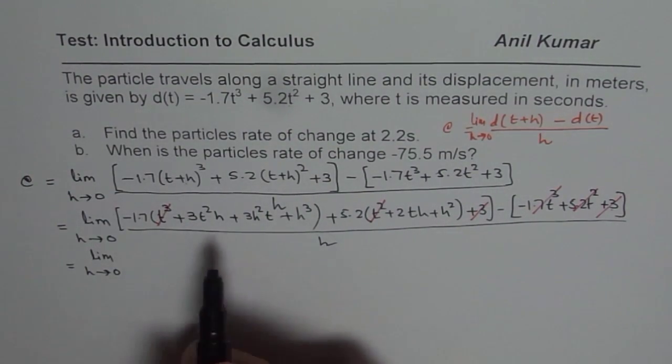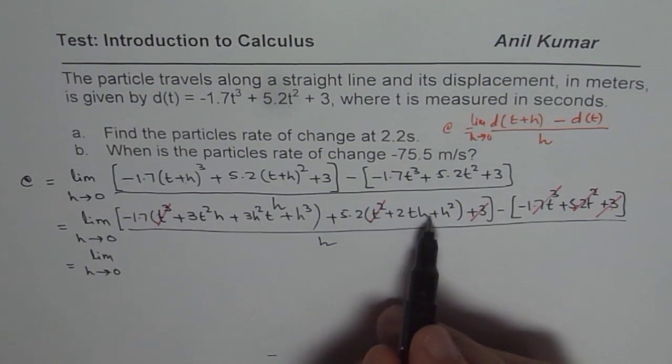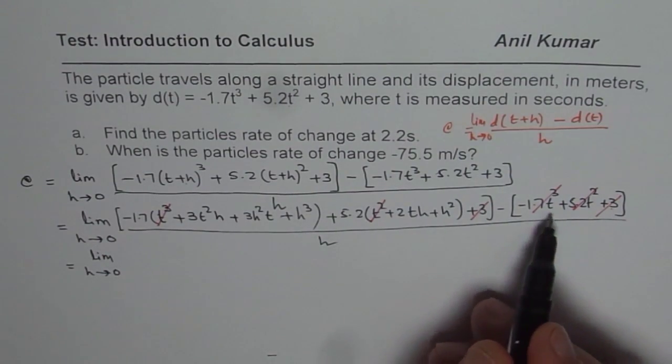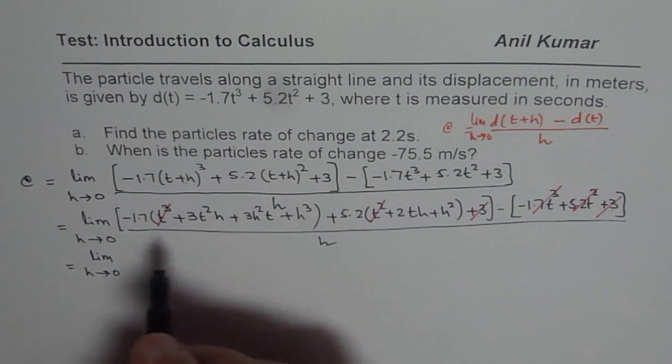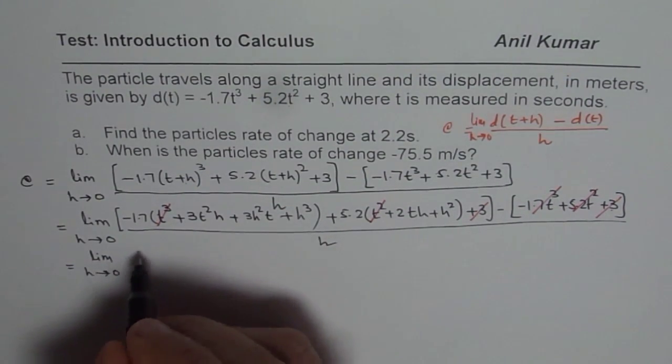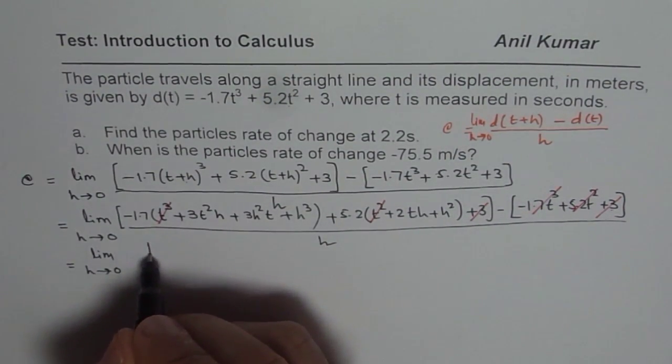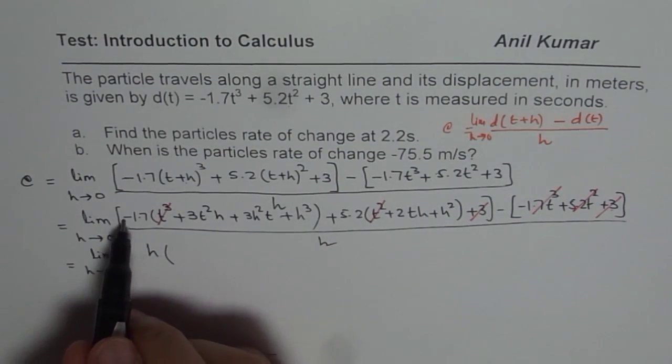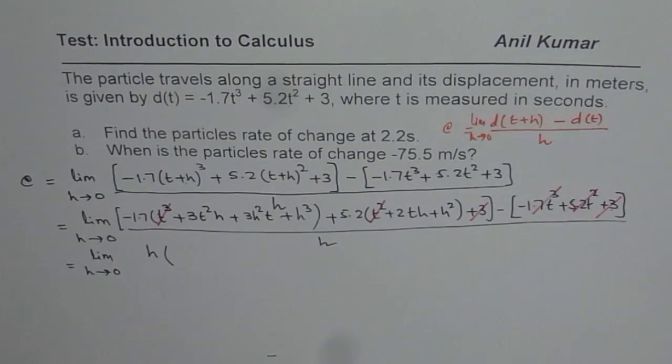Now all these terms have h in them, right? All of them, these cancelled off. So we can take h common. I'm telling you this because I want to save some space here. So we have h common. The first term is minus 1.7 times 3. Let's use the calculator.